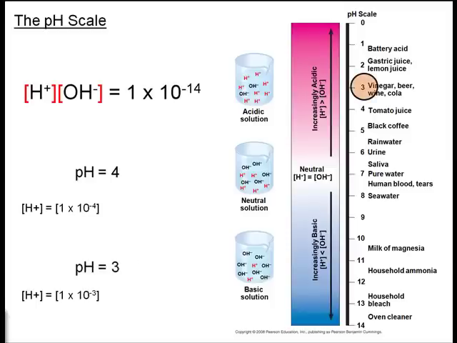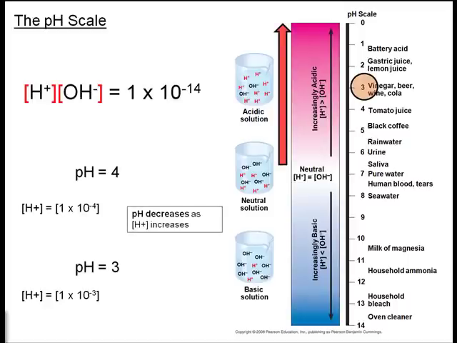Now you may have noticed a trend here: as we go from a pH of 4 to a pH of 3, the scale tells us that we're becoming more acidic. As the pH decreases, the proton concentration increases and you become more acidic.